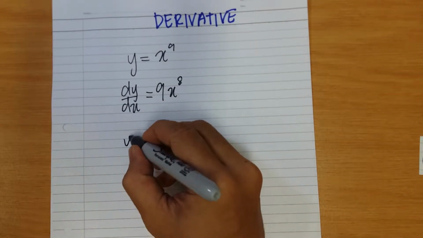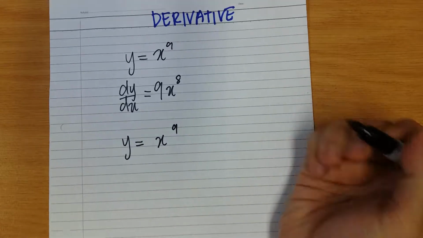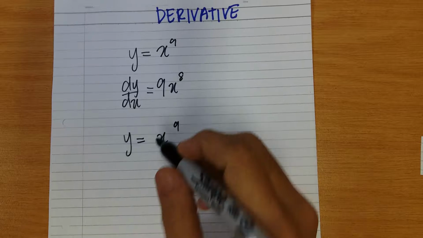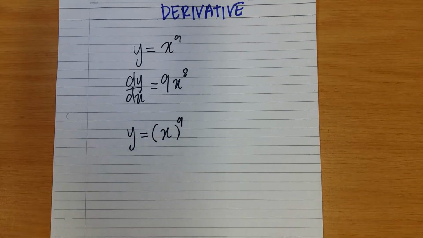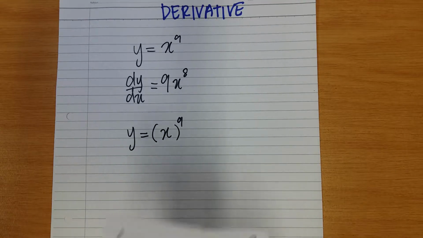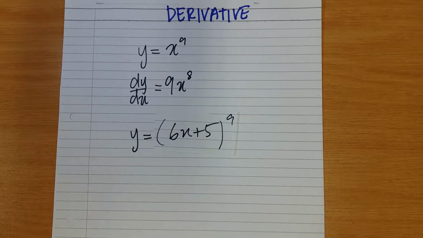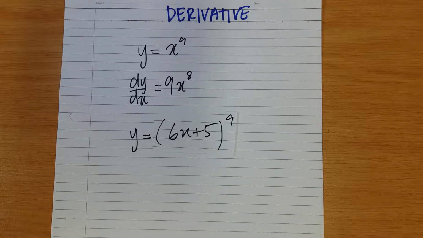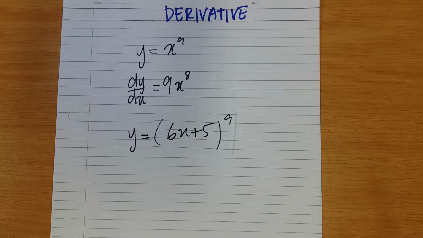Now what if we have y equals x to the power of 9, but this time this x is not just x? Instead of just x to the power of 9, now we are going to have (6x + 5) to the power of 9. So we have something else inside the bracket raised to the power of 9. How are we going to find the derivative of this function?